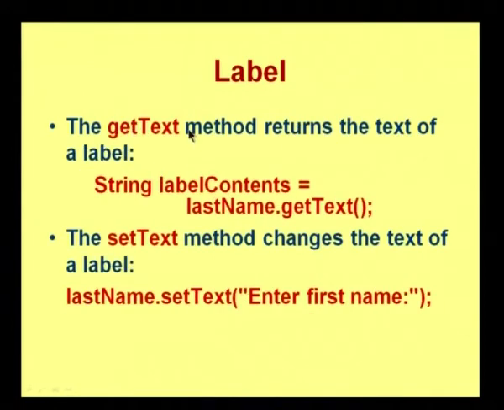The getText method returns the text of the label. So, if I need to access a value that is given in the label, I can get it using the method called getText. Similarly, the setText method can change the text of the label. So, I can change the label text by using this particular method.